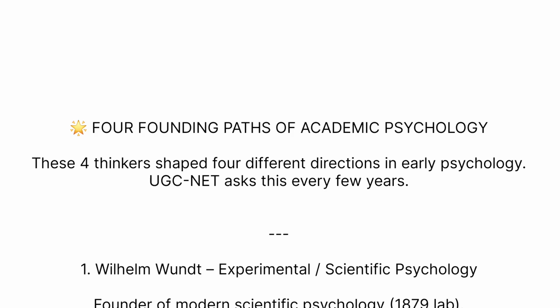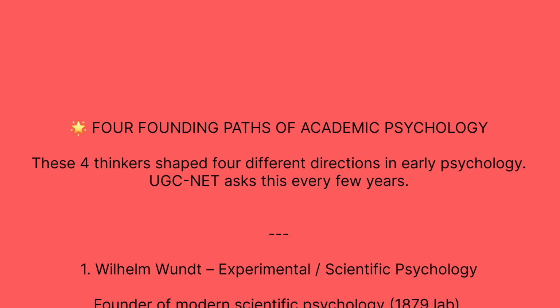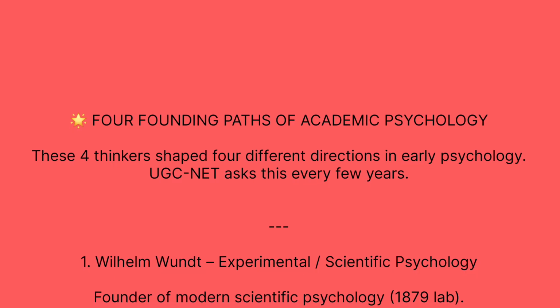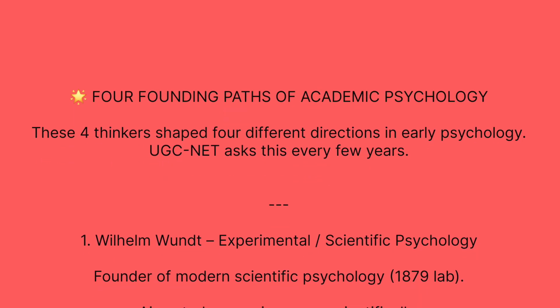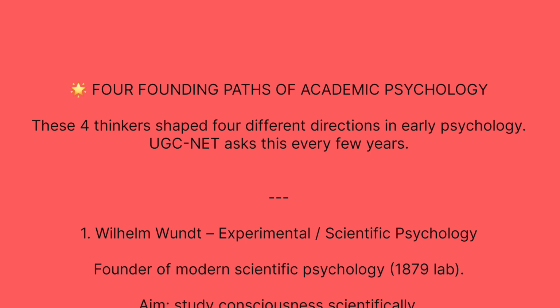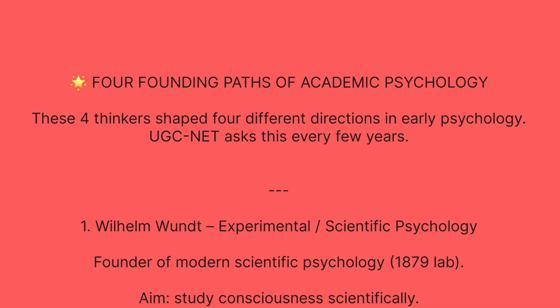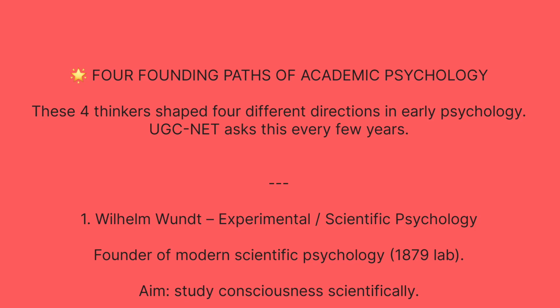Now let's see the four founding parts of academic psychology. These four thinkers shaped four different directions in early psychology. UGC-NET asks this every few years, okay, about the four founding parts of academic psychology. Here the first person is Wilhelm Wundt. We already know he is a very famous person, and he is considered the father of modern psychology.